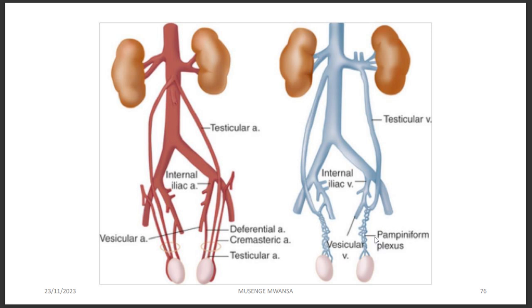Now for the veins, the testicular veins are different from the testicular arteries. The right testicular veins will take blood direct into the inferior vena cava, but the left testicular vein will take its blood to the left renal vein, and then it will go to the inferior vena cava. This is also one of the important questions they can ask you at this point. Are we okay here? Okay.